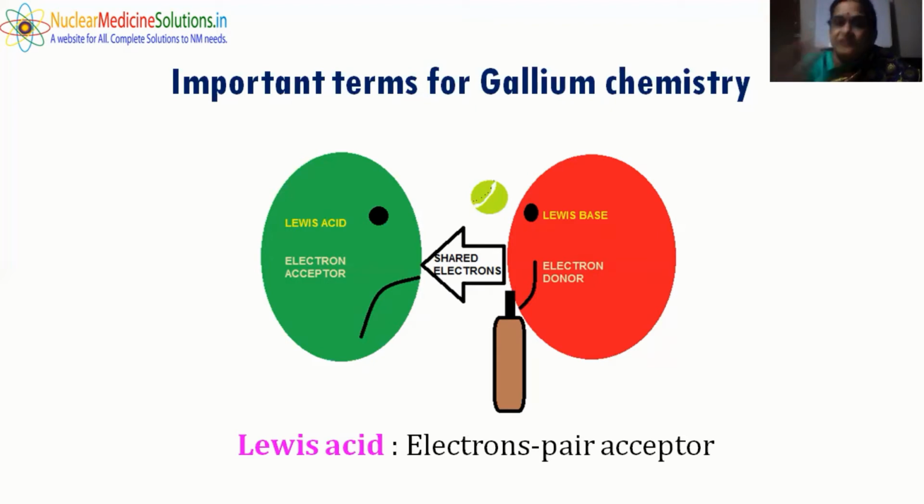Okay, so the shared electrons are from the Lewis base, but these shared electrons will move around the nucleus of the Lewis base, and also around the Lewis acid. You can call it an acceptor, but it is not going to accept completely. It has to share it with the Lewis base.